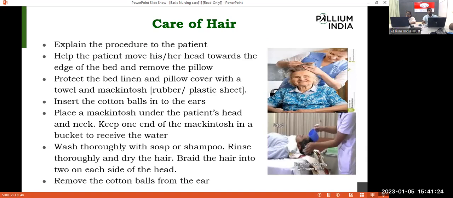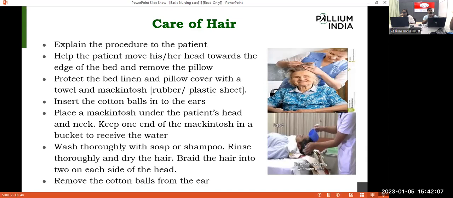We need to help the patient move his or her head towards the edge of the bed. We need to remove the pillow, if the person is using one, then make the patient place his or her head at the edge of the bed. Then protect the bed linen and the pillow cover with a towel and Macintosh, or any rubber or plastic sheet if available, and spread it on that towel also. So we need to avoid water spillage and wetting of the bed and bed sheet.